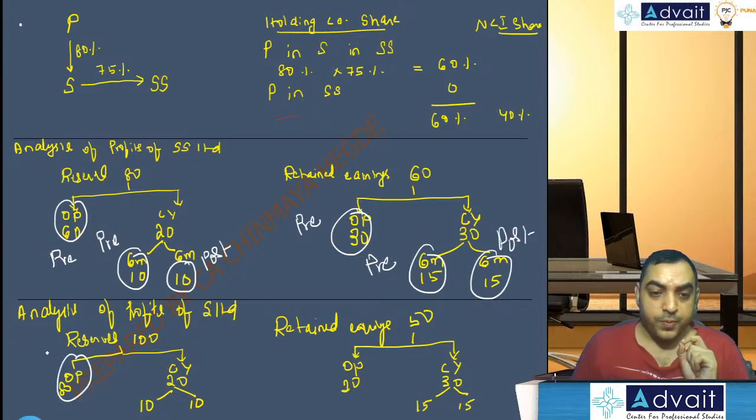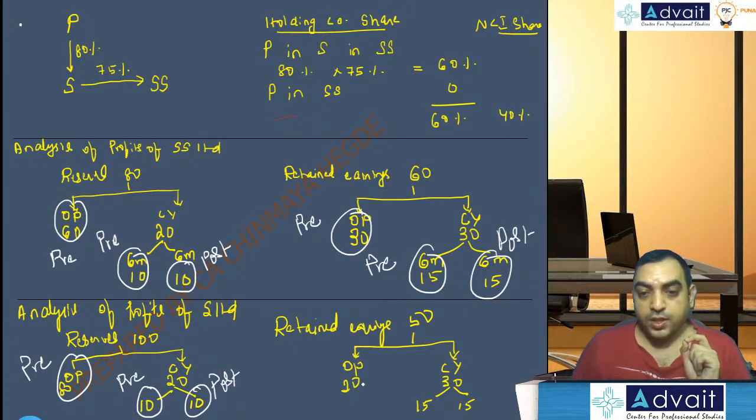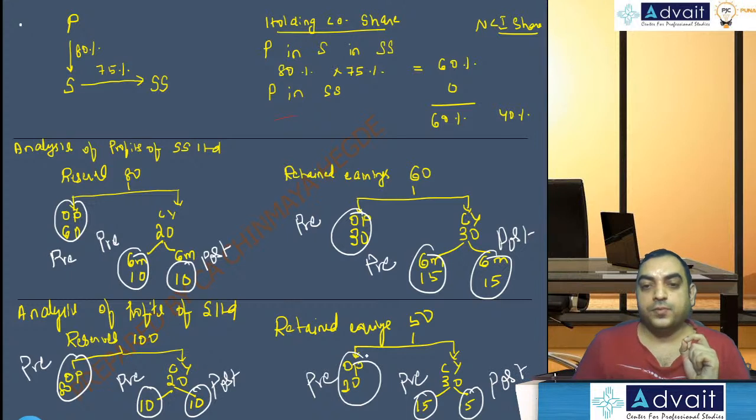Same thing, the opening balance is pre, and for the current year, the first part is pre and the second part is post. So this is the analysis of profits relating to the subsidiary company as well as the sub-subsidiary company, dividing the profits on a number of months basis.